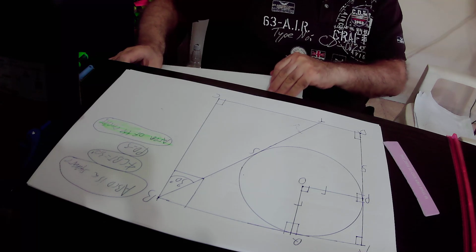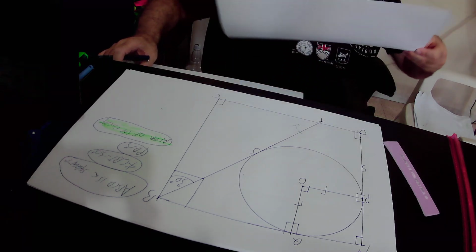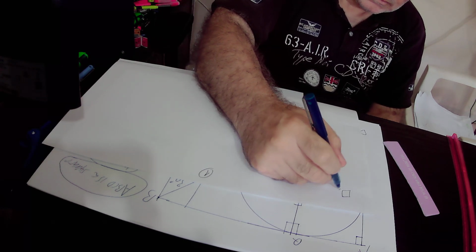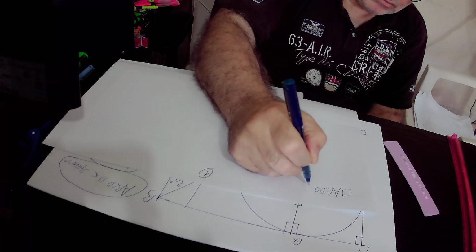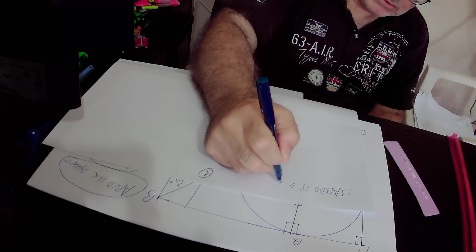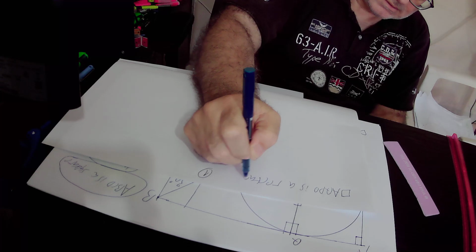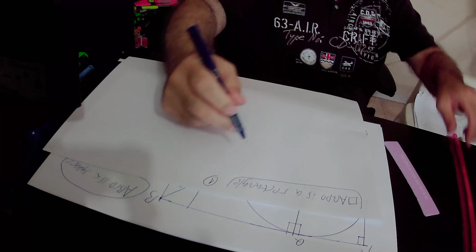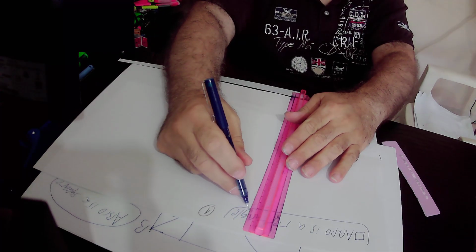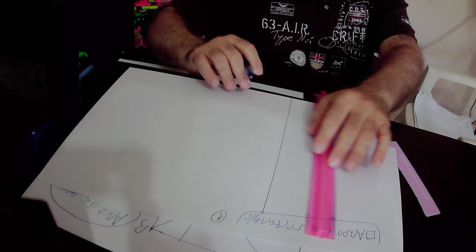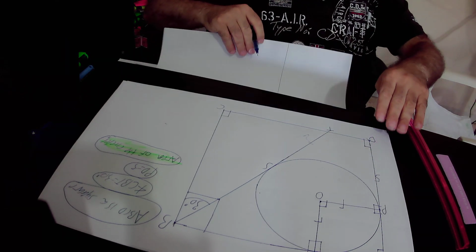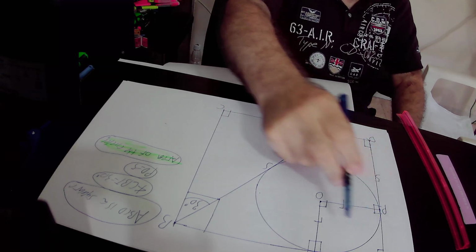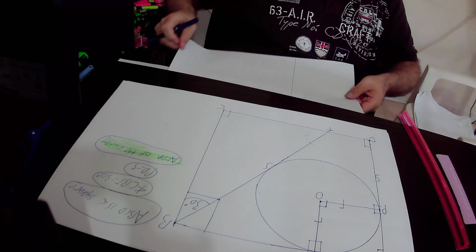So I write it down. Quadrilateral AQPO is a rectangle. Why? Because it has 4 right angles. And we also know that the opposite sides of a rectangle are equal to each other. That is to say, in rectangle AQPO, PO must be equal to AQ. PO equals AQ.